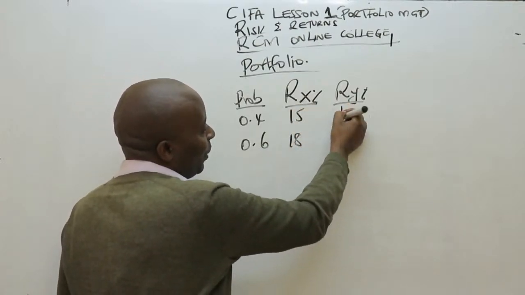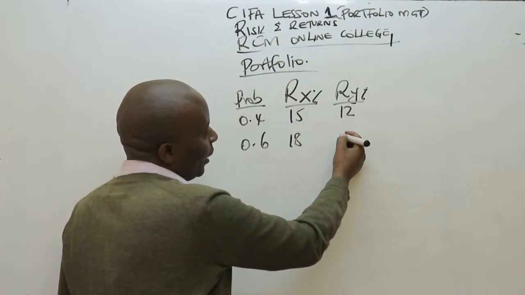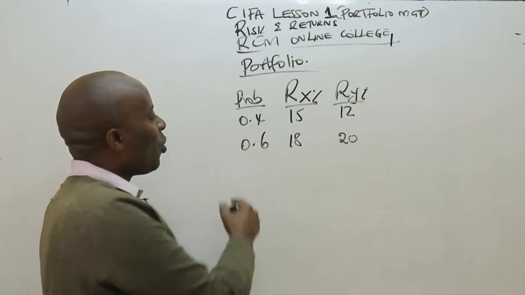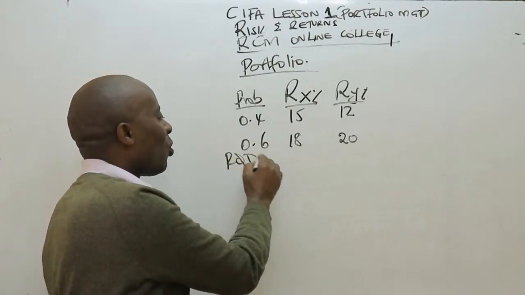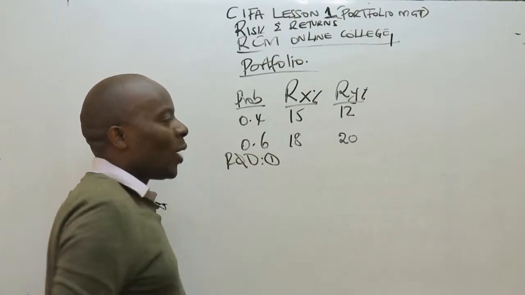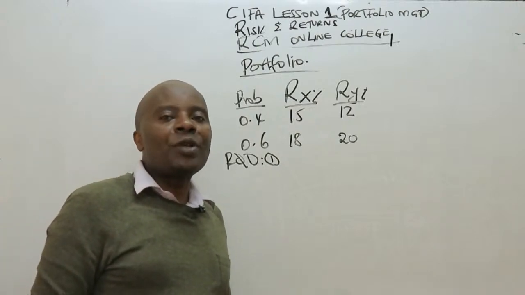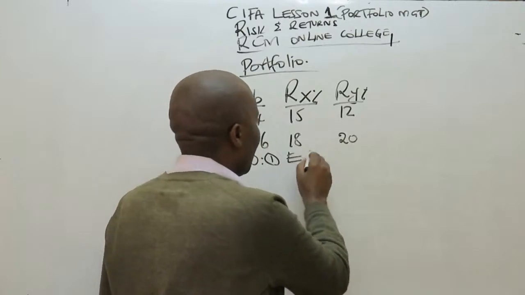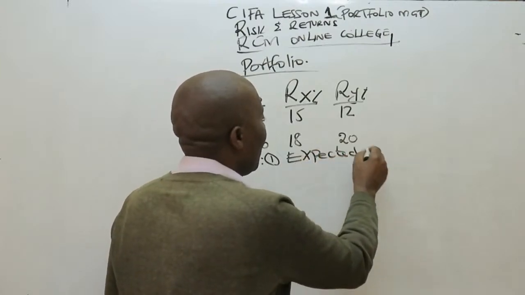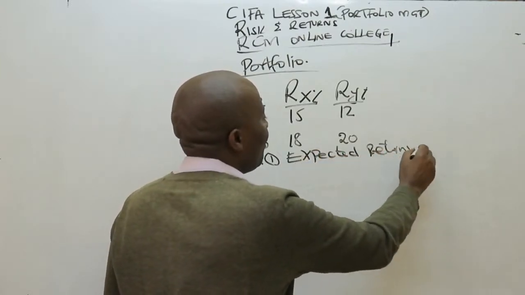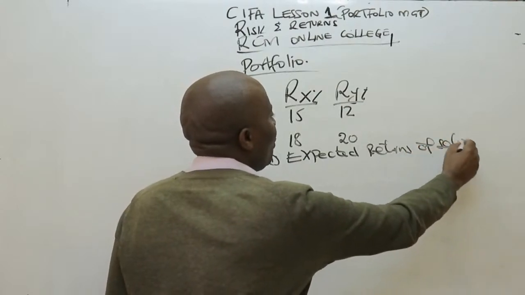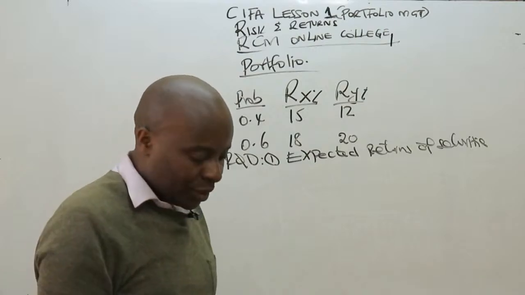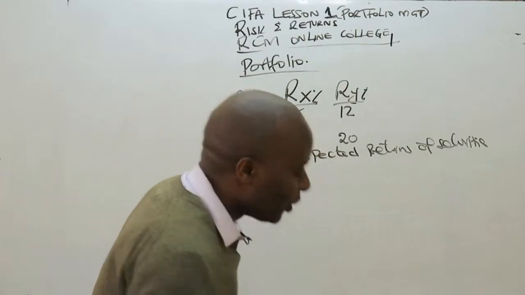The return here could be like 12. And then we have what here? 20, like that. So we are required to do a few things here. We are required, number one, to ascertain the expected returns of the securities. Expected returns of what here? Securities.